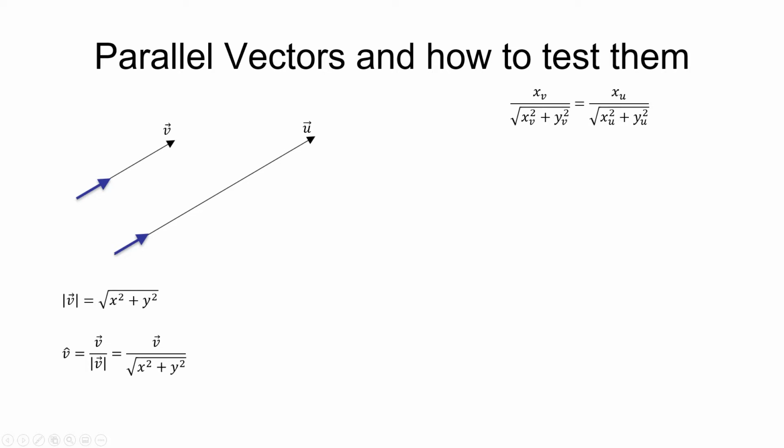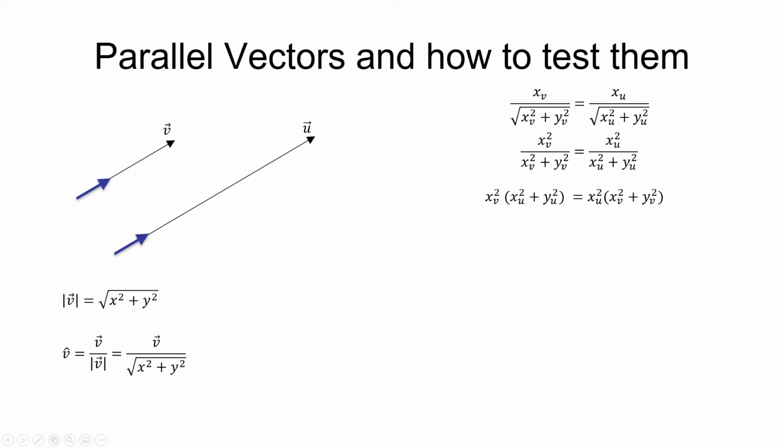First, let's get rid of the square roots. If these two expressions are to be equal, then their squares must be equal too. So, xv squared divided by xv squared plus yv squared must be equal to xu squared divided by xu squared plus yu squared. So far, so good. Now, let's get rid of the fractions by multiplying the numerator on the left with the denominator on the right, equal to the right numerator multiplied by the left denominator.